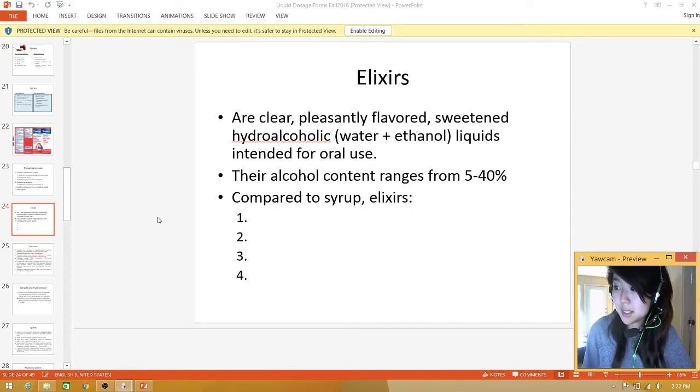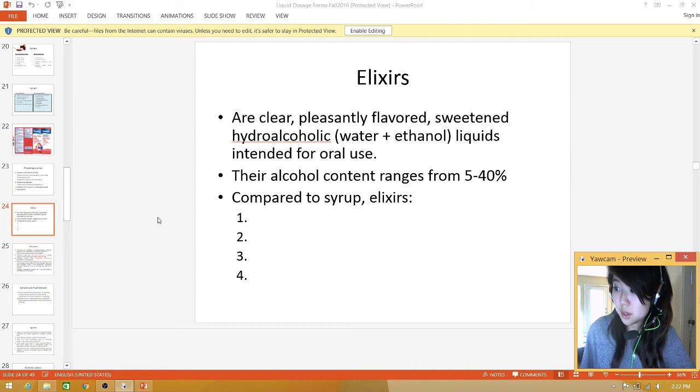Elixirs are clear, pleasantly flavored, sweetened, hydroalcoholic liquids intended for oral uses. Hydroalcoholic means that the liquid contains both water and ethanol. The alcohol content ranges from around 5 to 40%, and compared to syrups, elixirs are going to be less sweet and less viscous. Because of an elixir's alcohol content, they tend to evaporate faster, so they need to be stored somewhere with minimal light in an airtight container. Also, children and old people usually cannot consume elixirs because of the alcohol content.